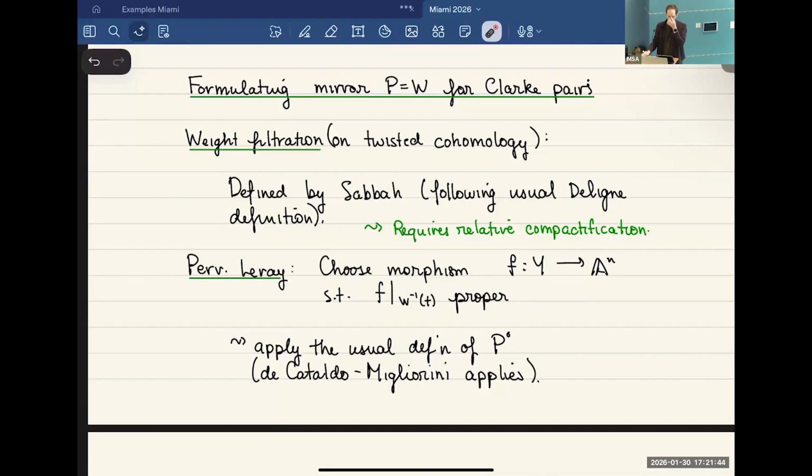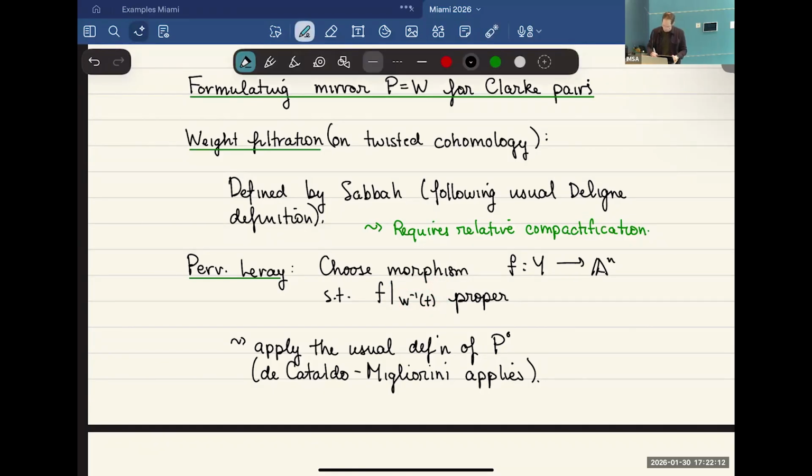Secondly, we need to talk about what the perverse Leray filtration might mean, or more properly, what the affinization map looks like. Perverse Leray is clear. What we think is correct here is to choose a morphism to A^N, a map to an affine variety, so that the restriction of F is proper on fibers of this other function. So we have two different functions here. Y is equipped with a potential function, and you just want properness on those fibers.